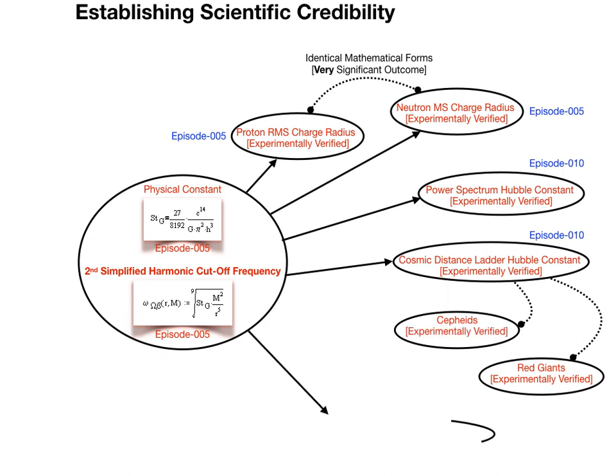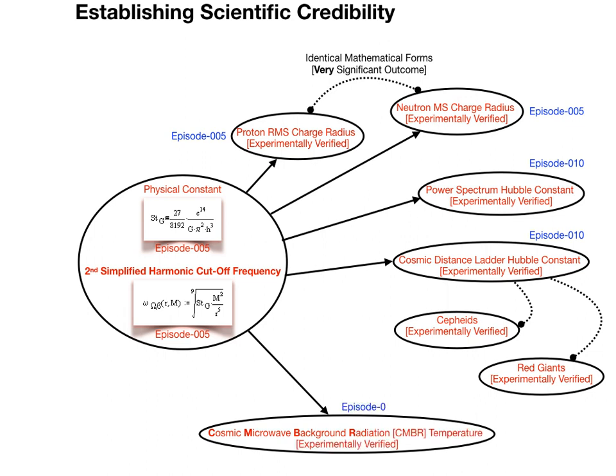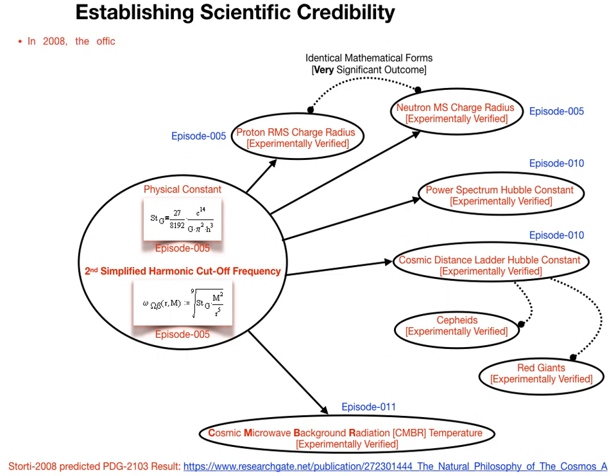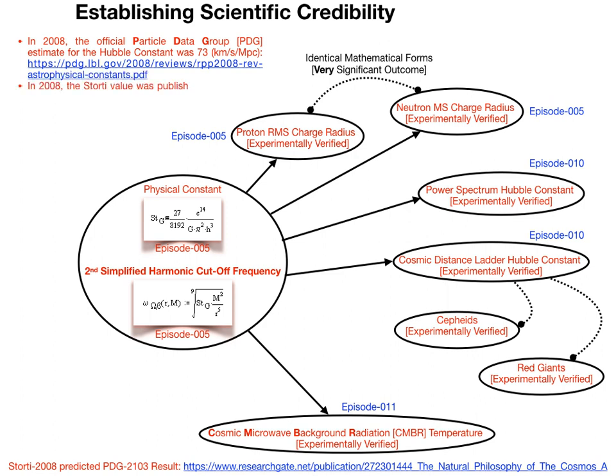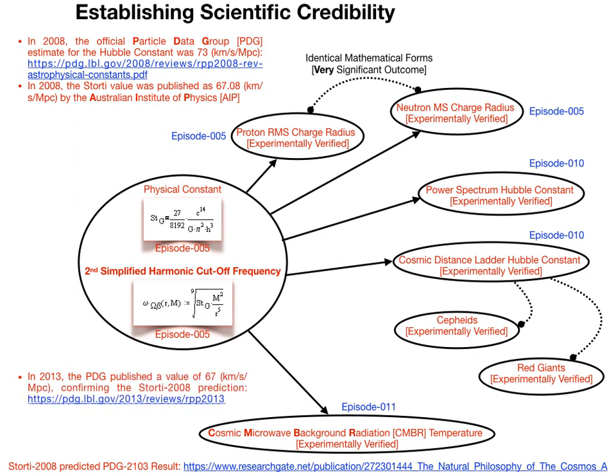Everything on screen is significant and jumps substantially ahead of the standard models of particle physics and cosmology. But perhaps most notably, this 2008 power spectrum Hubble constant was predicted 5 years in advance of experimental validation. This is historically verifiable fact, and we suggest that you follow the links shown in order to verify it for yourselves.